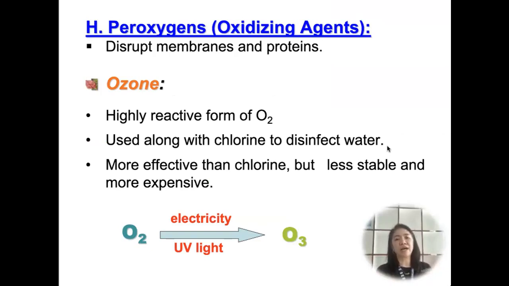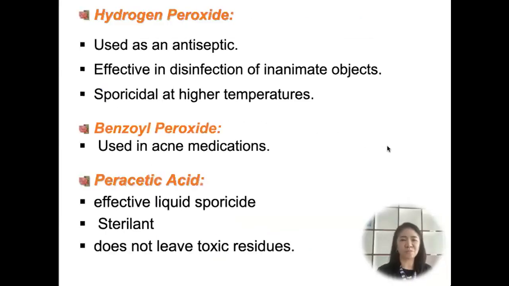Okay? So it's the highly reactive form of oxygen. It acts like chlorine, pero chlorine is more stable and less expensive compared to ozone. And then we have your hydrogen peroxide, which is very effective, no, to kill microorganisms. So it's also used as an antiseptic.